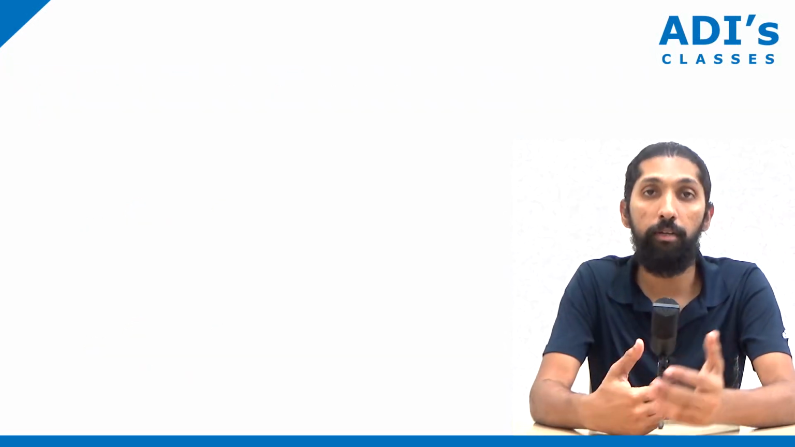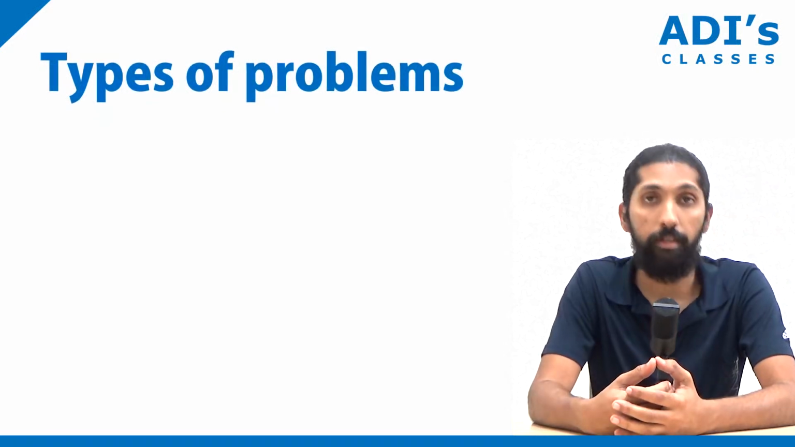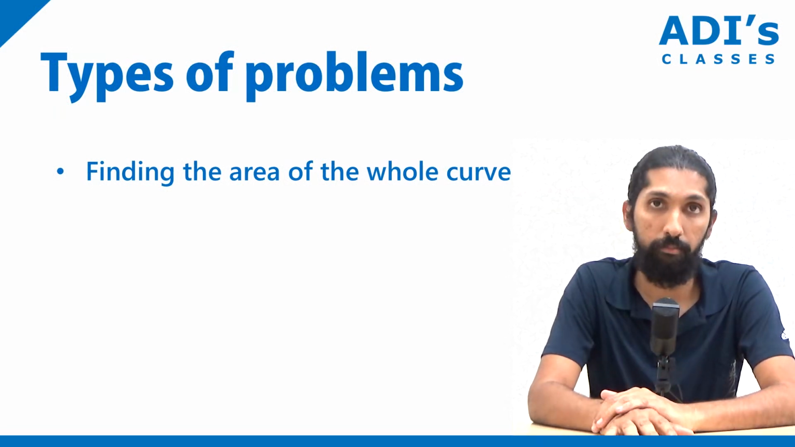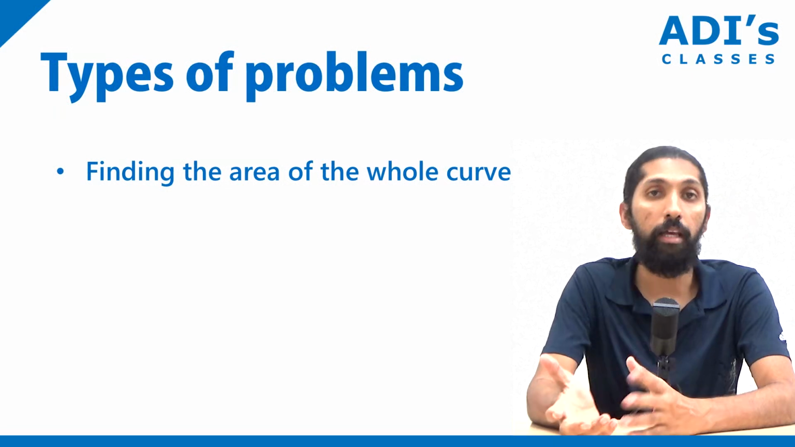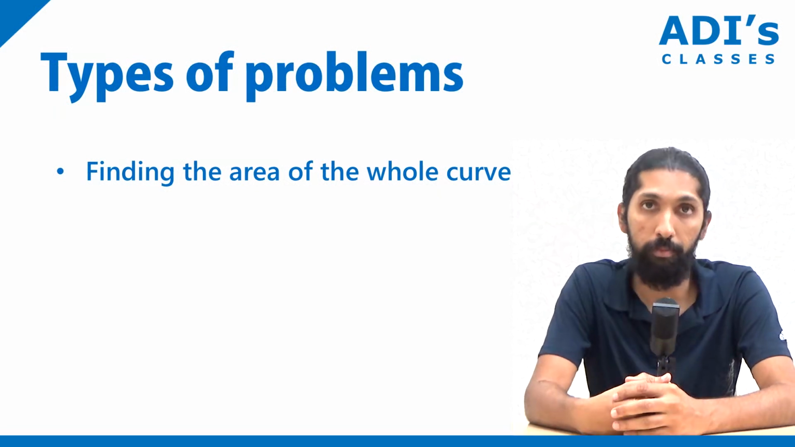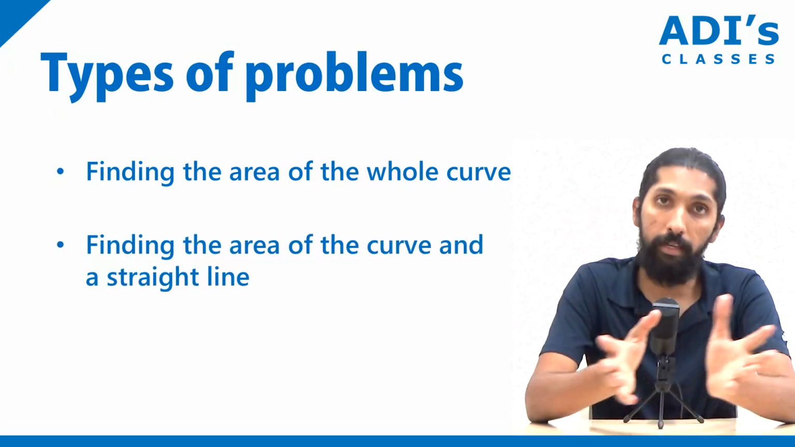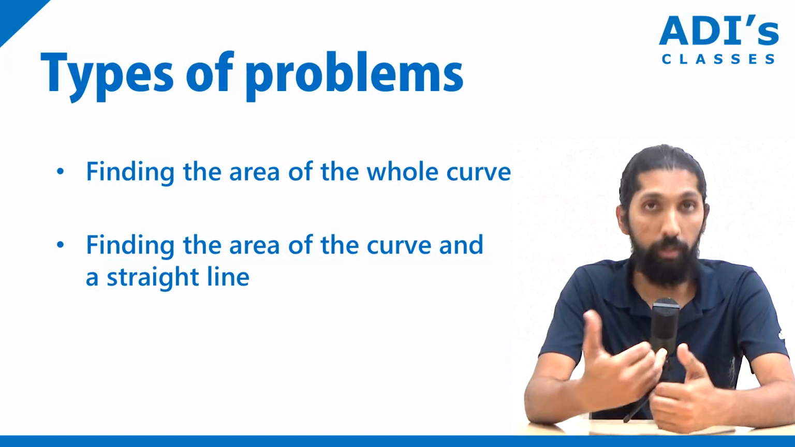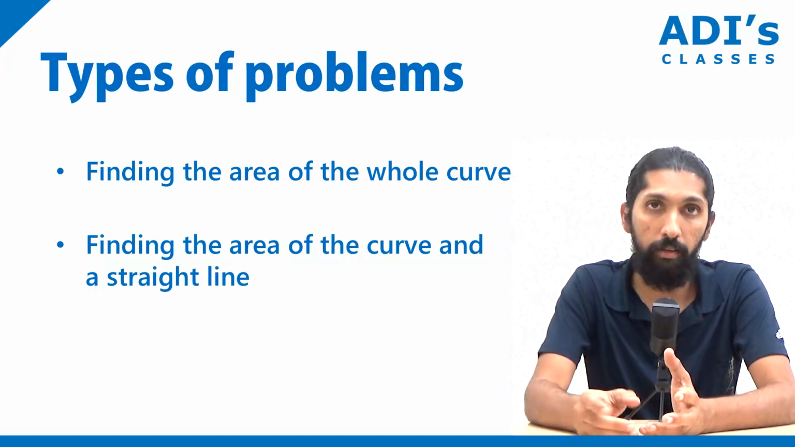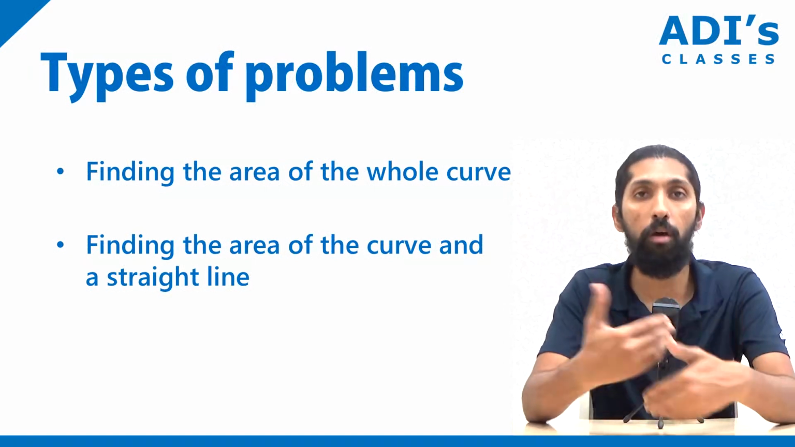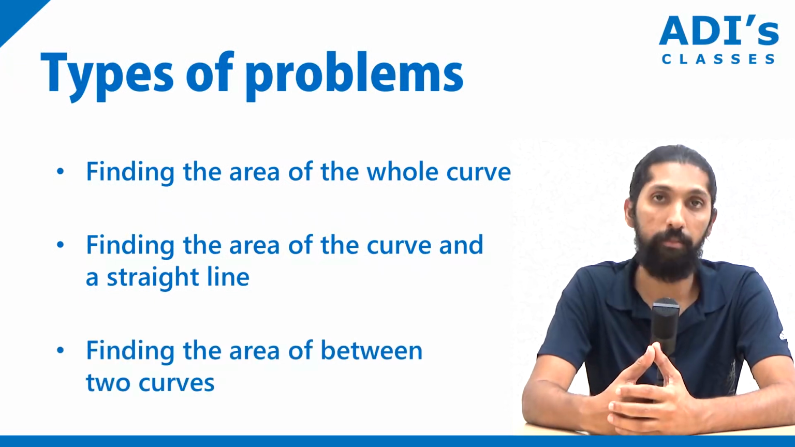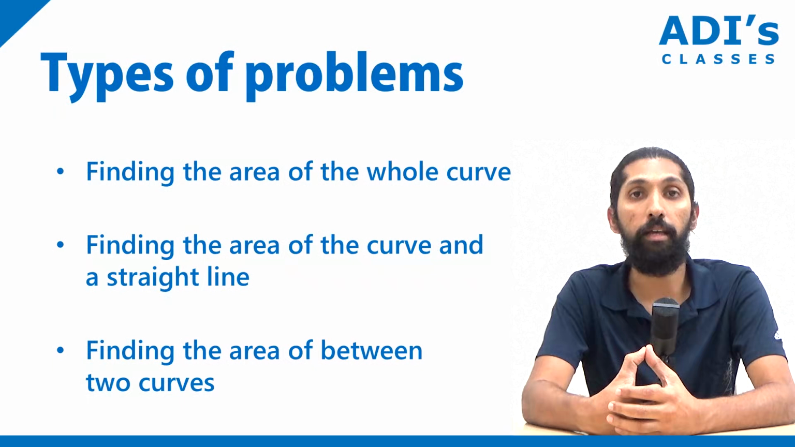Then we started doing different types of problems, correct? The first type is where you have a curve, the entire curve, like the example I was giving you, area of a circle or area of an ellipse. The second type is where you have a curve and a straight line. When you take these two together, you take the points of intersection between the curve and the straight line, and figure out how to get the area.